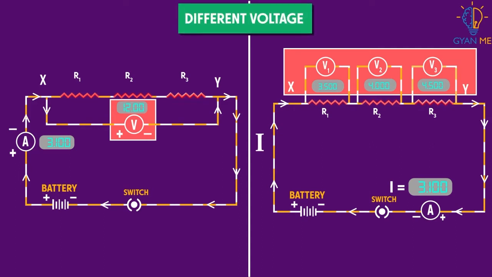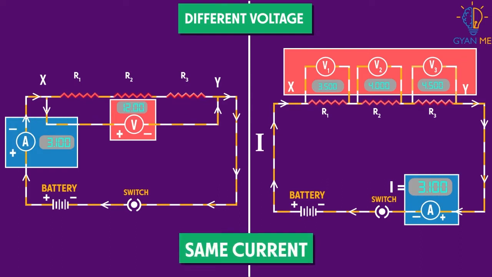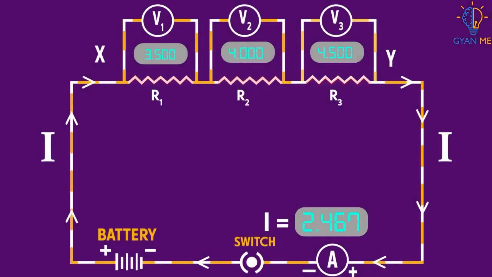Now look at the readings in the ammeter. They are the same at both locations. In fact, the current in the whole circuit is equal to the current in the individual branches. This means that the current remains the same. Here we see that the same current I flows in the entire circuit.